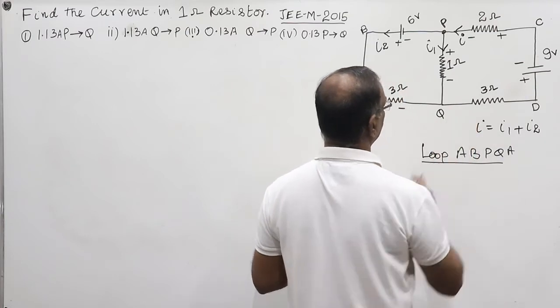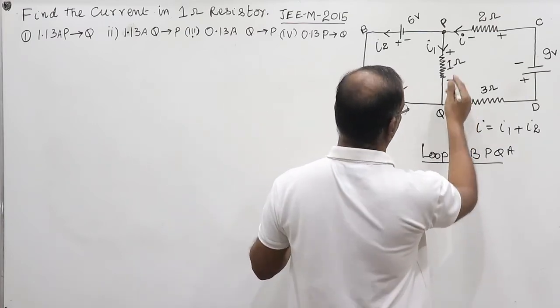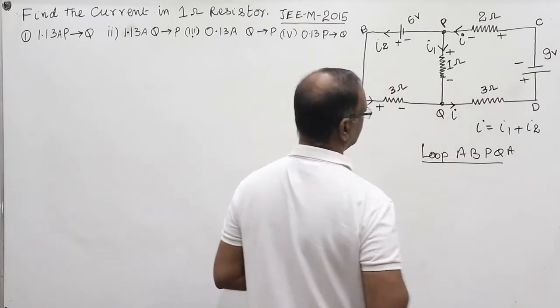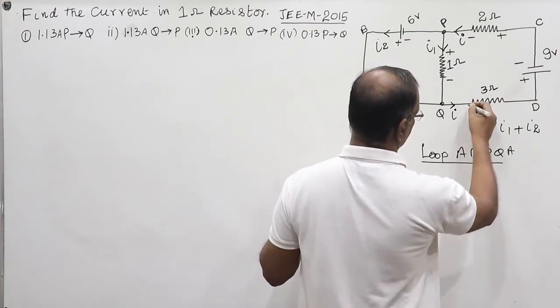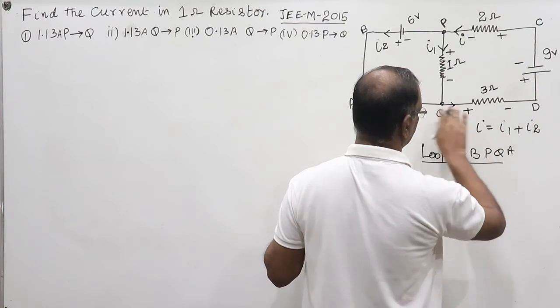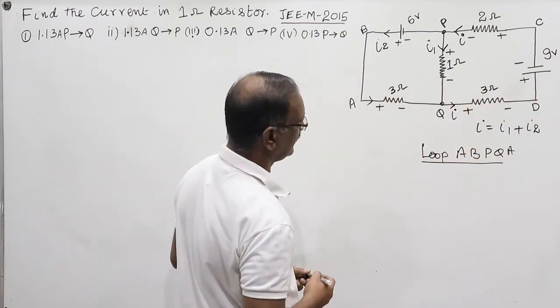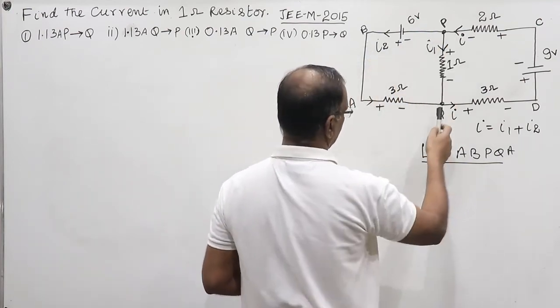Here, what is the current? Here I1, here I2 is coming, here I1 is coming. So I2 plus I1 joined will come as I here. So this is I, the current, this is positive and this is negative because current is flowing from higher to lower. So now we are taking the loop A, B, P, Q, A.